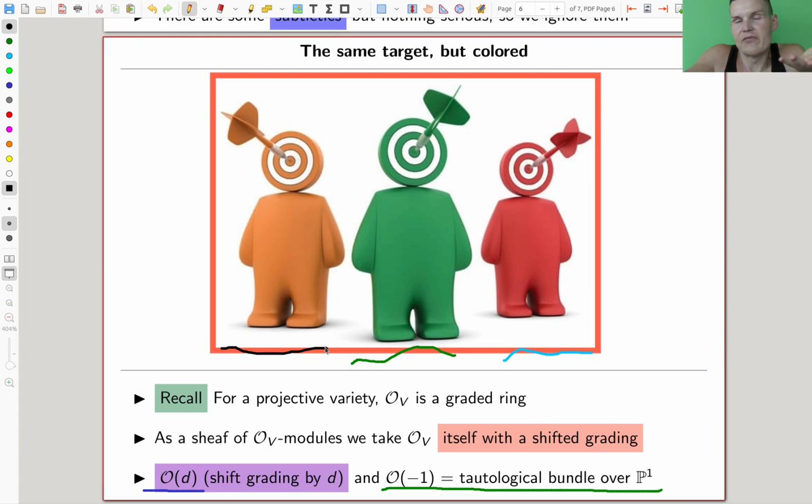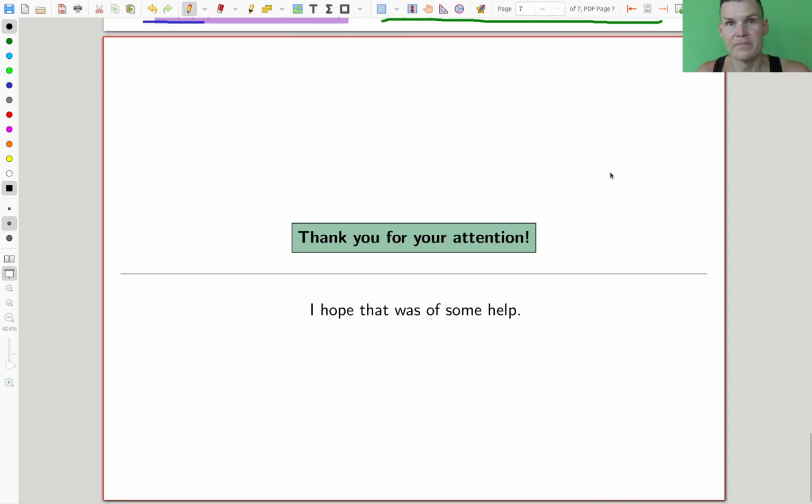And if you color it down by 1, it turns out that you get the tautological one on P1. That would be the formal definition. As I said, this is usually an exercise: show that the tautological bundle on P1 is isomorphic to the twisting sheaf O(-1). But I just take that as a definition.